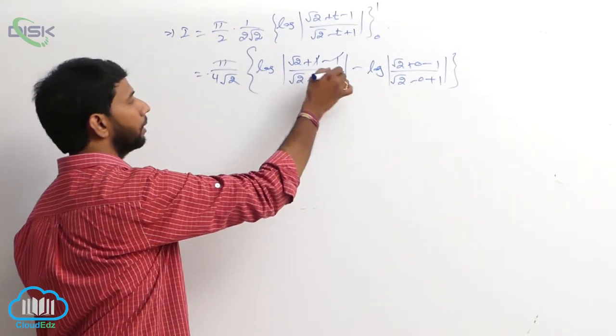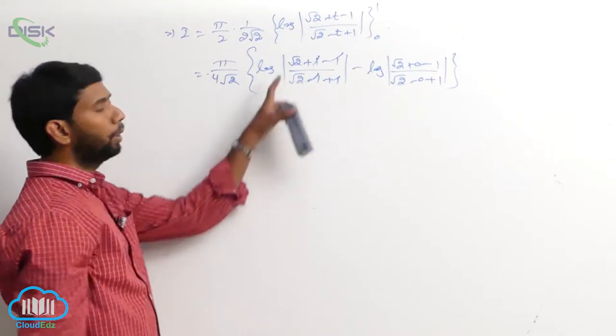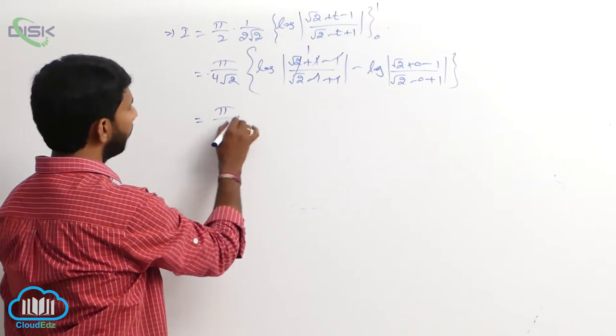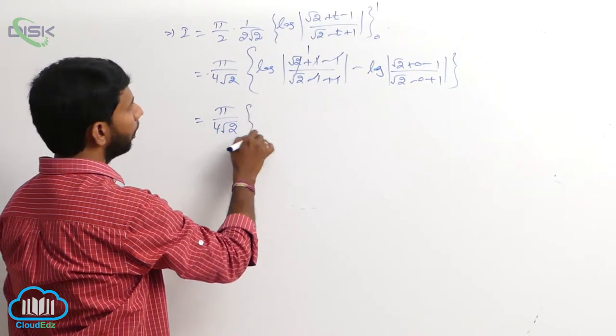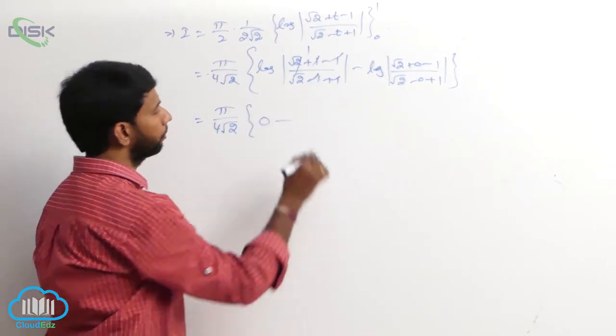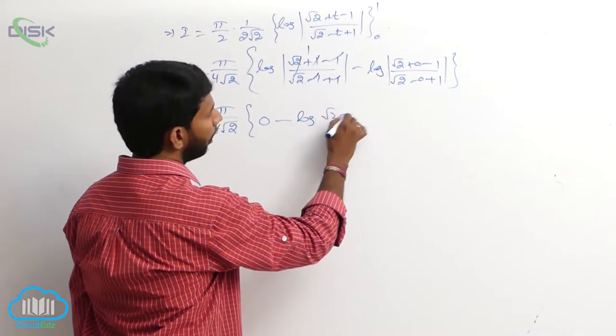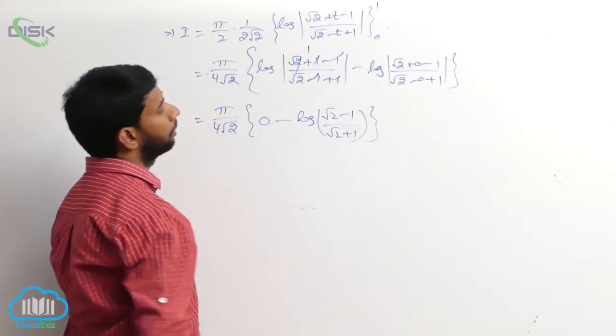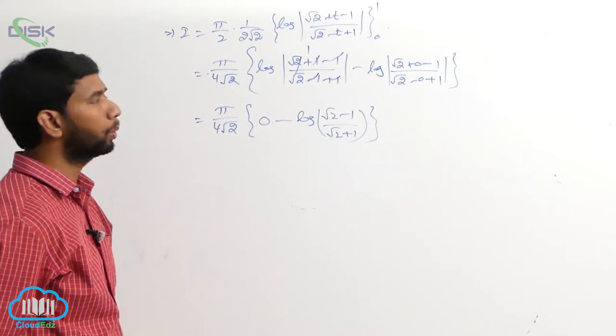Here minus 1 plus 1 cancel. Root 2 by root 2 value is 1. There is a log 1 value. There is pi by 4 root 2 into log 1 value 0 minus of log of root 2 minus 1 by root 2 plus 1.